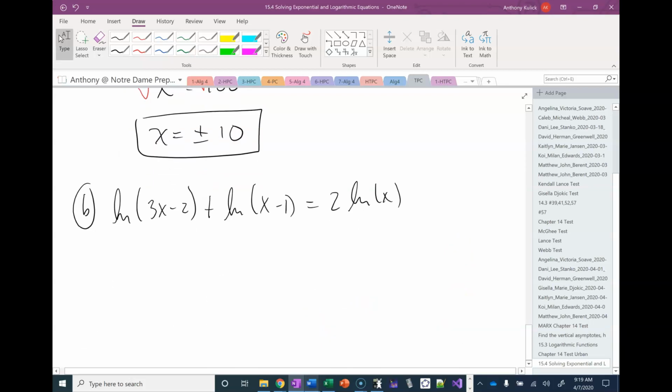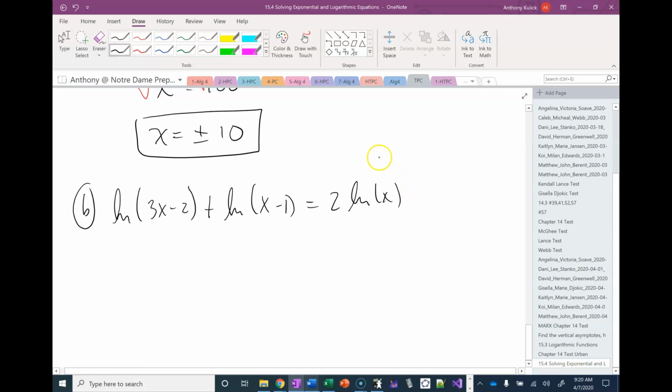So let's say we want to do the natural log of 3x minus 2 plus the natural log of x minus 1 equals 2 times the natural log of x. So what I'm going to do here is combine things. I need to get single logarithms on one or both sides.